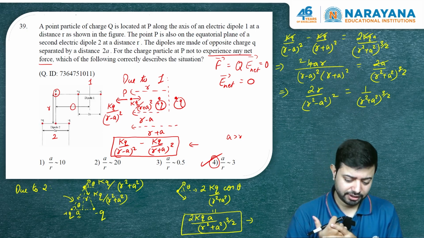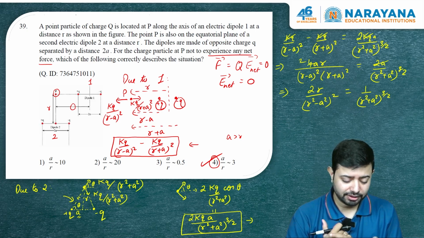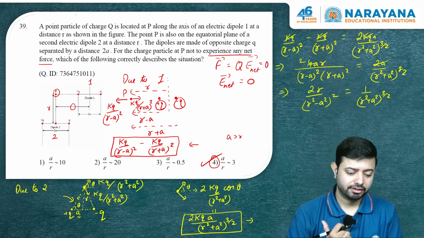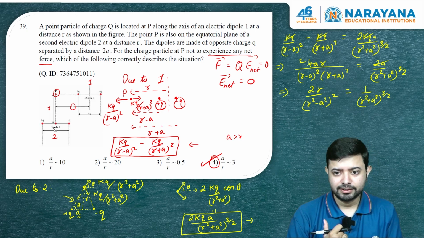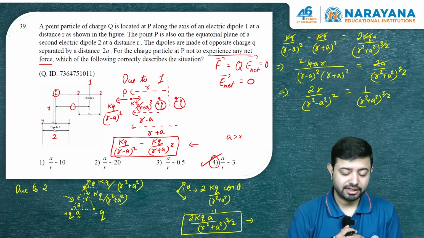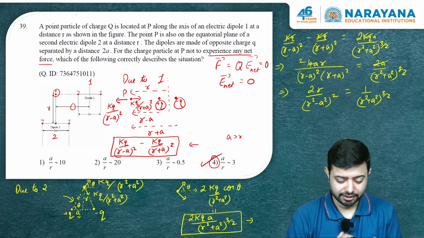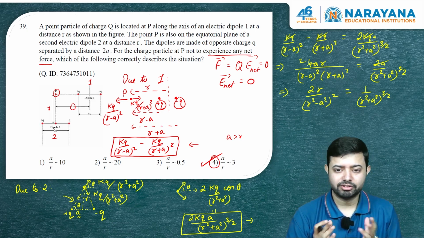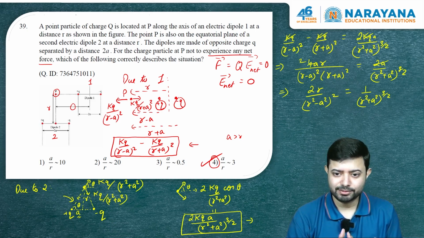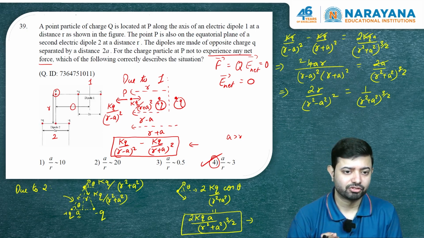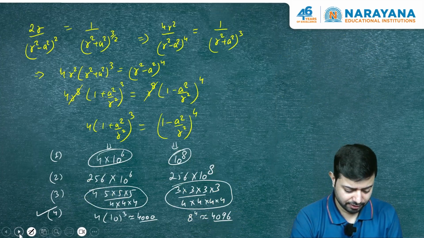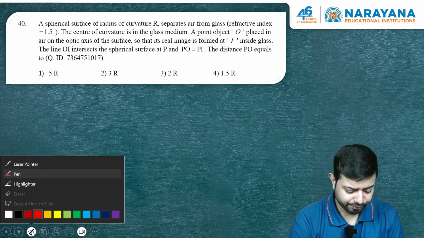I think this might be objectionable if you have a proper reason. The proper reason could be that A is coming greater than R, but the diagram does not show that. Otherwise, to be on the safer side, choose the best possible option, and that is A by R approximately 3. Okay, let us move to the next one.